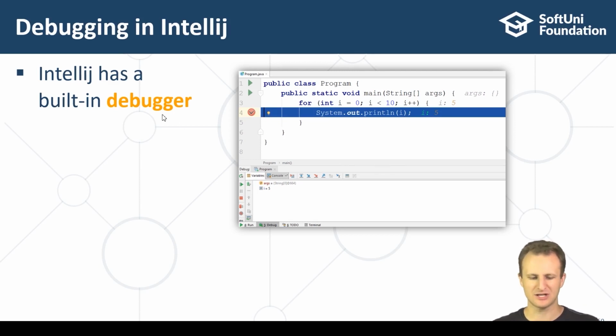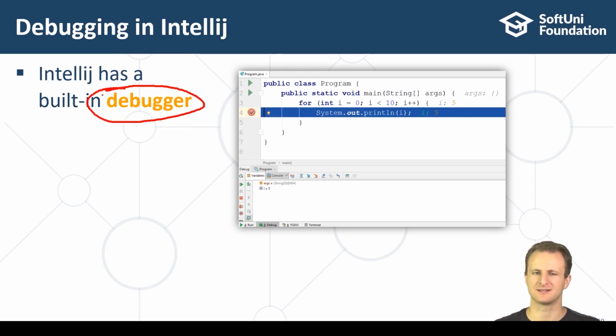Okay, so IntelliJ has what's known as a debugger. Now, what do debuggers do? Unfortunately, they don't fix your errors automatically, but what they do, it should really be called a state examiner. A debugger is something that examines the state of your program.